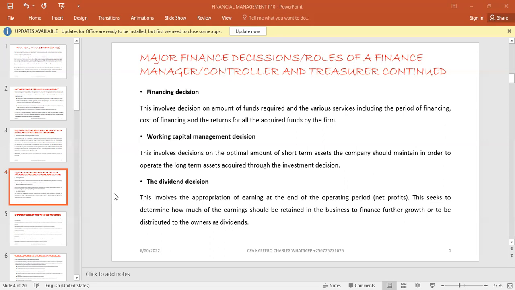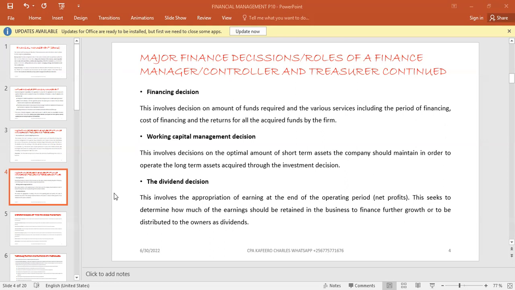And here we are looking at what proportion is going to be left within the organization and what will be given out as dividend to the shareholders. Here we are saying this involves the appropriation of earnings at the end of the operating period, that's the net profit. This seeks to determine how much of the earnings should be retained in the business to finance further growth or to be distributed to the owners as dividends.